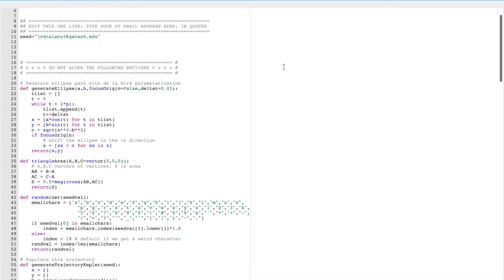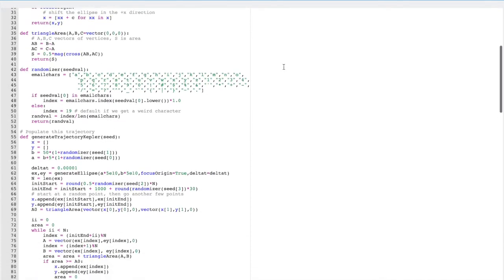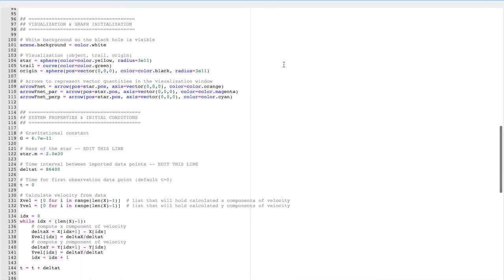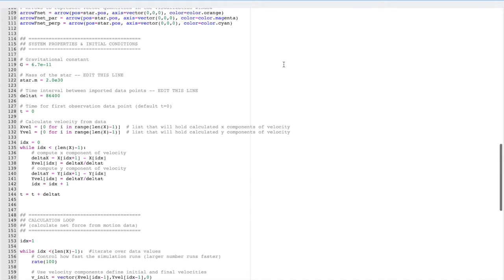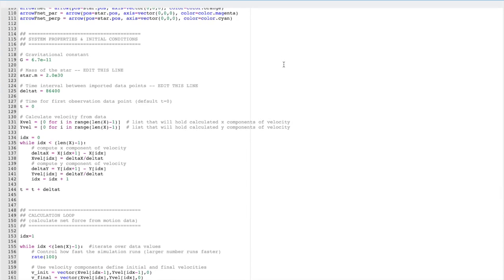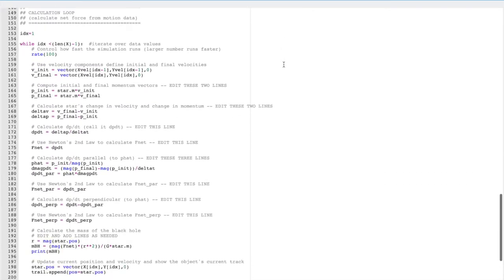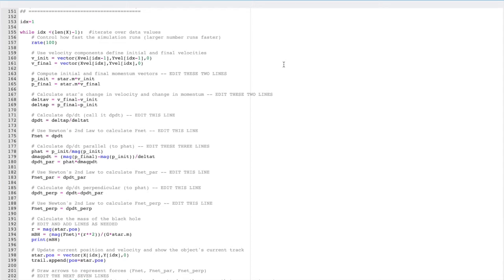Looking at my code from GlowScript, the first thing to notice is the unique seed for my star in orbit, which is just my email address. Next is the initial conditions for the gravitational constant, the mass of the star, the time interval, which in this case is 1 day in seconds, found by multiplying 60 times 60 times 24. Next, we want to notice the different equations inputted into the code. The initial and final momentum is seen as just the mass of the star multiplied by the initial and final velocity, respectively. The changes in velocity and momentum are found simply by subtracting the final value from the initial value.